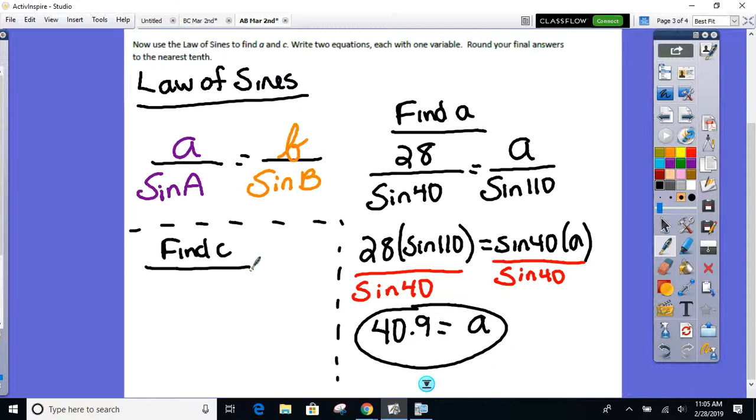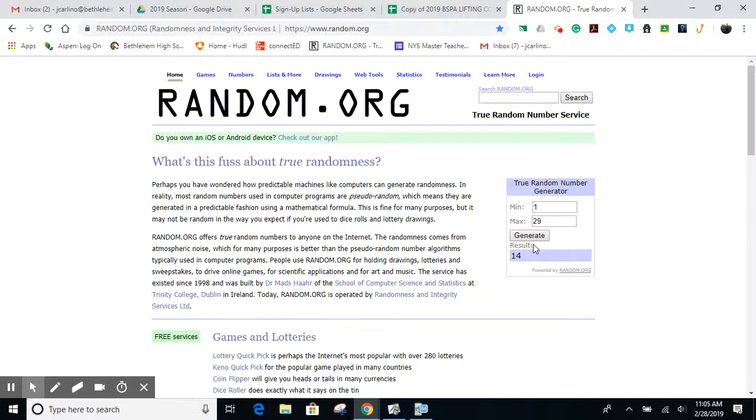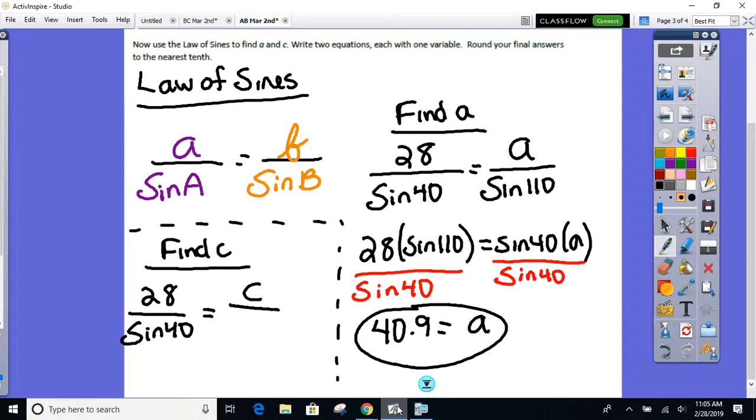All right, I'd probably use this versus the answer you just got, because what happens if you make a mistake here? This is going to be a mistake again, right? So I would just go with the originals from the problem. 28 over sine 40. But now you're going to do C over 12 sine of 30. There it is. Let's go, cross them up.